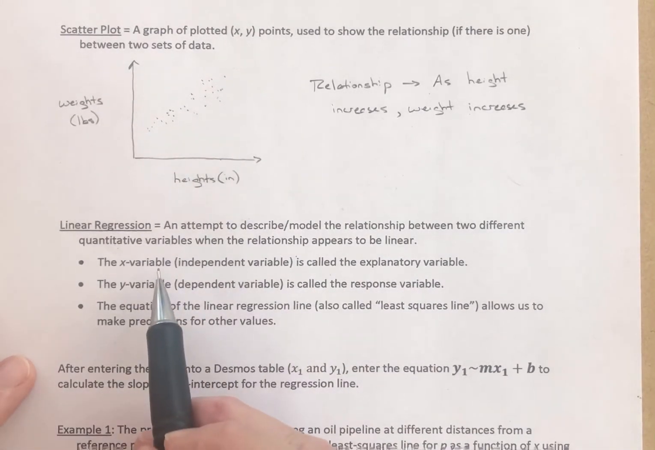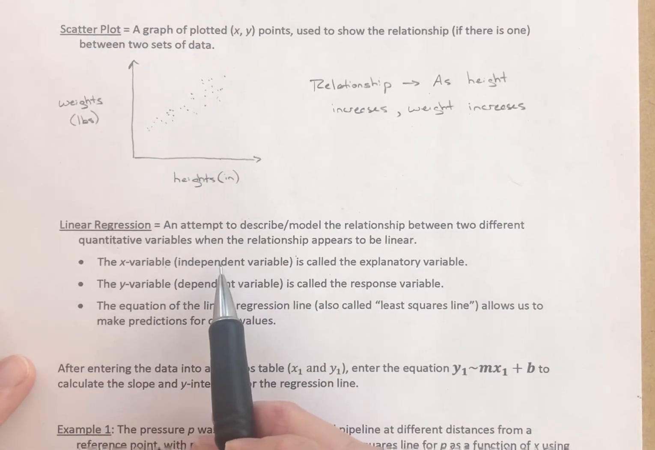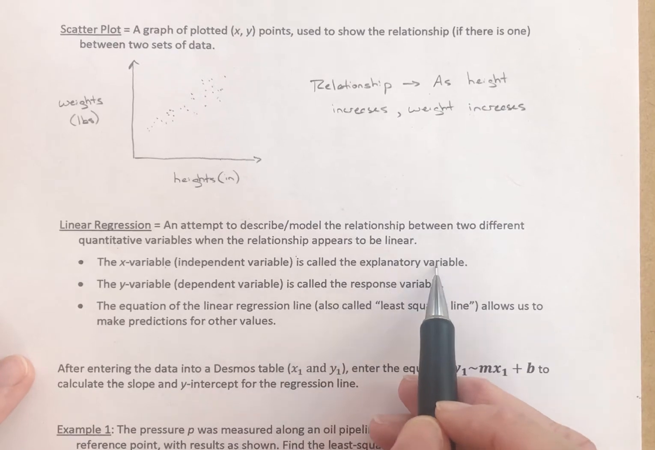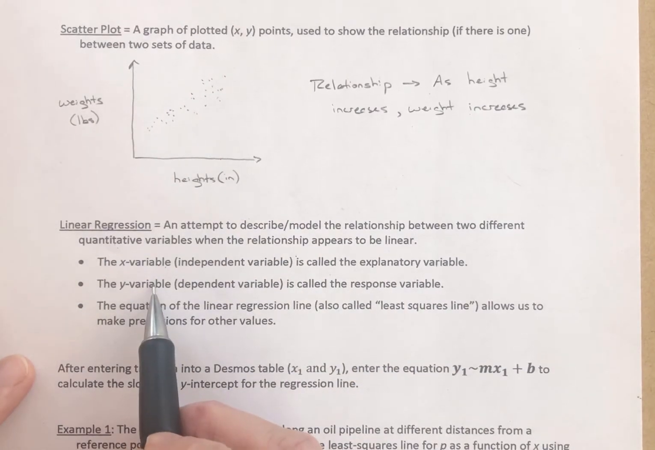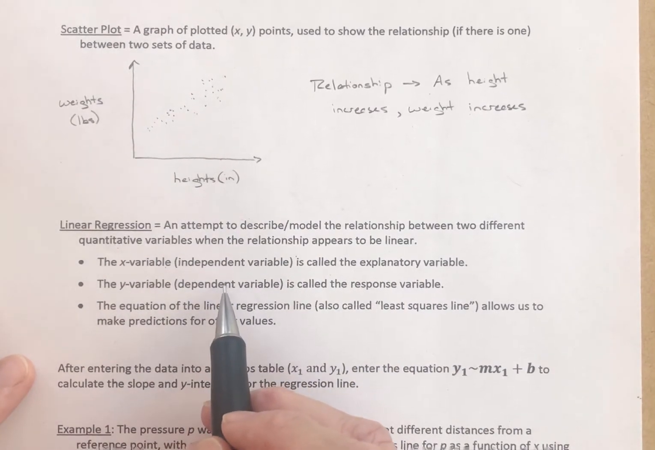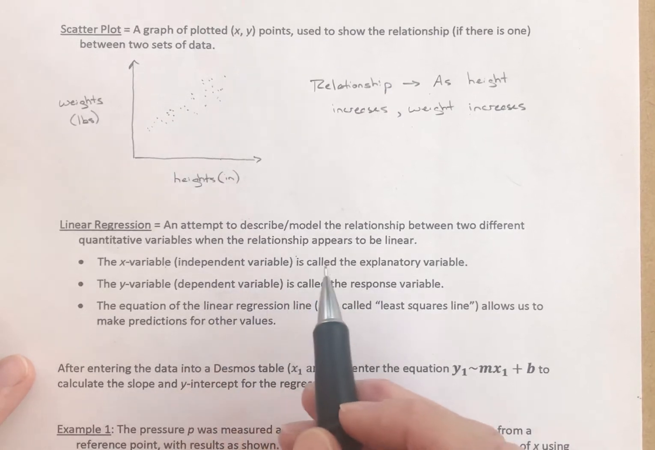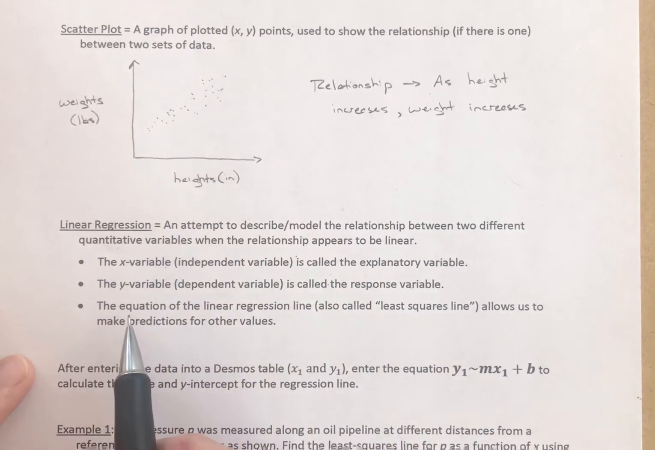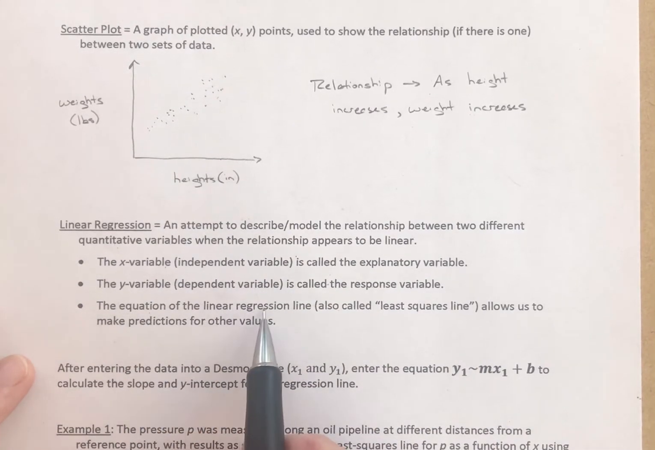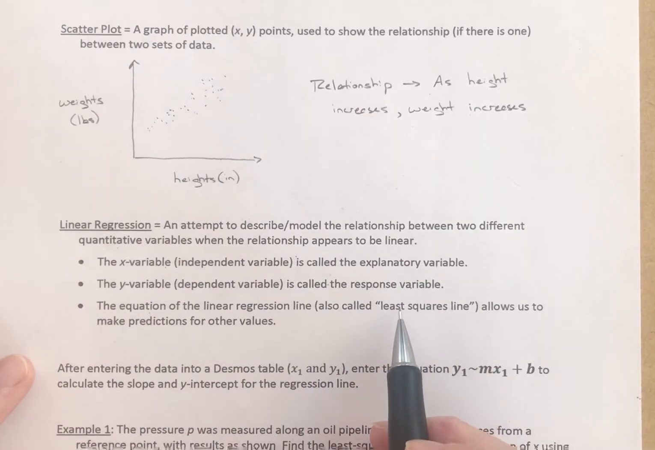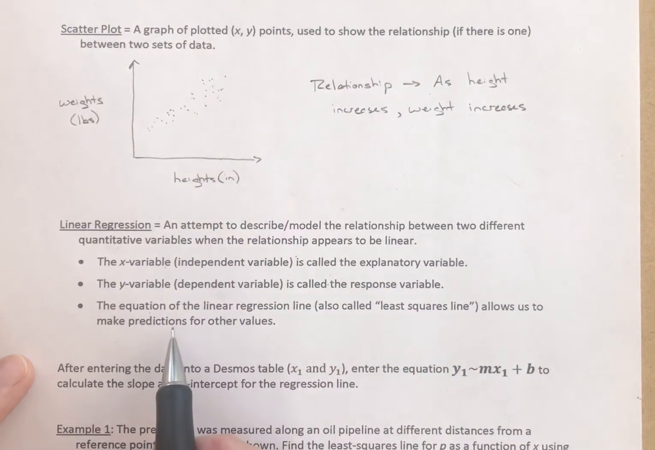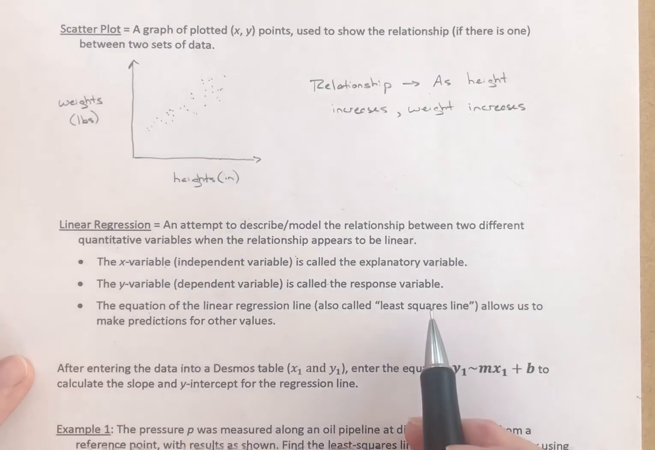A couple of specifics to statistics. The x variable, which is often for us the independent variable in statistics, is called the explanatory variable. The y variable, which we often know in mathematics as the dependent variable, in statistics is called the response variable. Okay, the equation of the linear regression line is also called the least squares line, and it allows us to make predictions for other values.